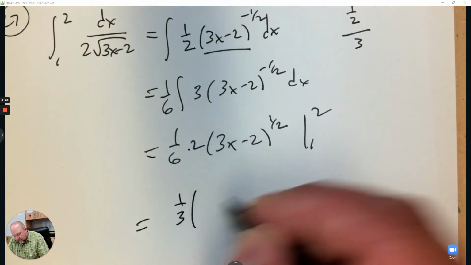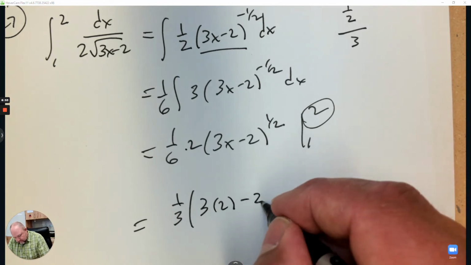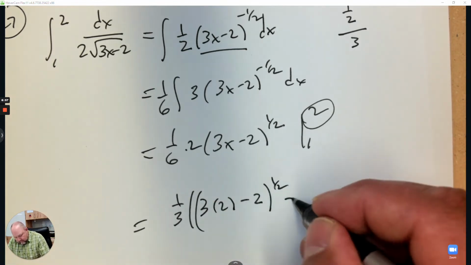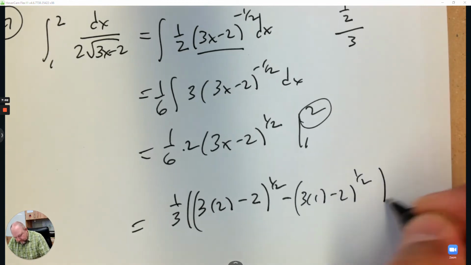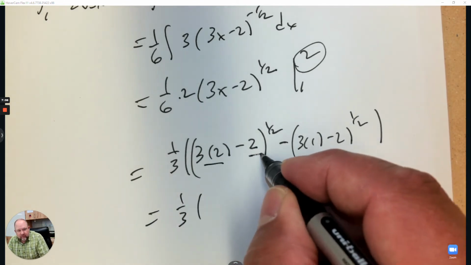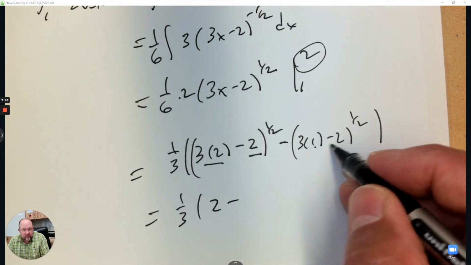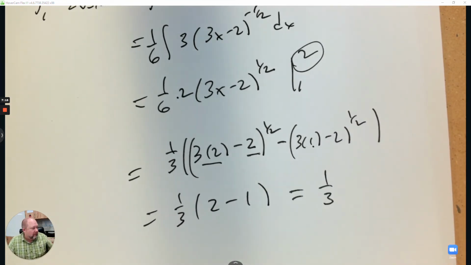So I have 1/3, plug in 2, subtract, plug in 1, and then if I needed to simplify this, 6 take away 2 is 4, and the square root of 4 is 2. 3 take away 2 is 1, and 1 to any exponent is 1. So that answer at the end should be 1/3.